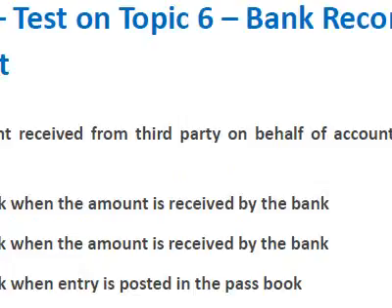Question 7. Direct payment received from third party on behalf of account holder is entered in. Option A, the cash book when the amount is received by the bank. B, the passbook when the amount is received by the bank. C, the cash book when entry is posted in the passbook. None of these. So here a direct payment is received from a third party on behalf of the account holder. So when the third party directly pays into the bank, the bank will credit the account of the account holder when it receives the amount.